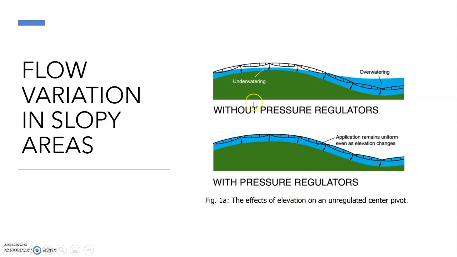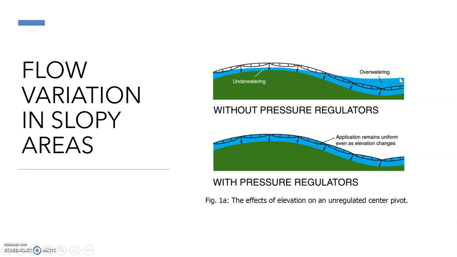You see this pivot irrigation without a pressure regulator. As I mentioned, in the top area the pressure is low, but in the down area the pressure is high. So what happened here? If pressure is low, then obviously the flow will be very low, so we have only received this amount of depth. But see this, in the down area we have a lot of pressure, so the flow will be higher, so we receive this amount of depth.